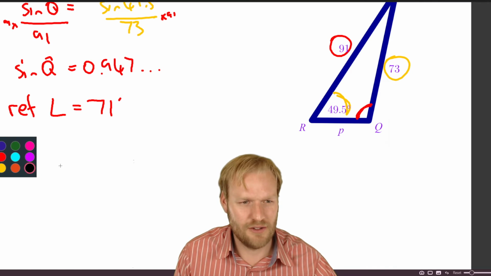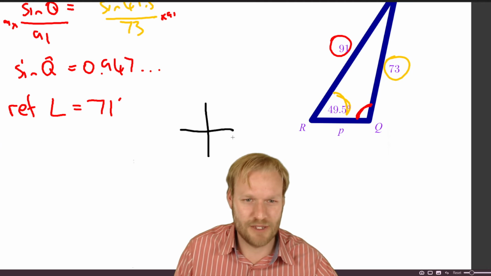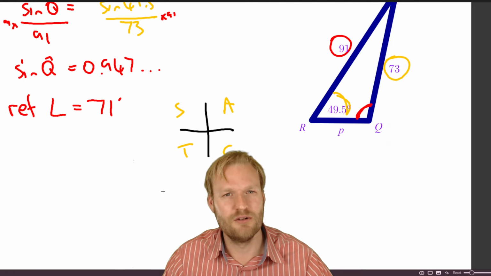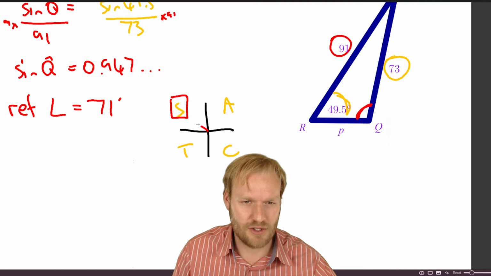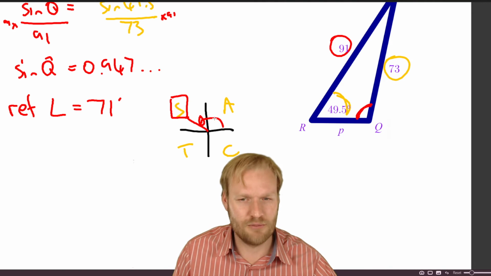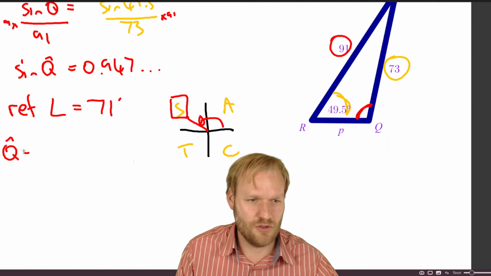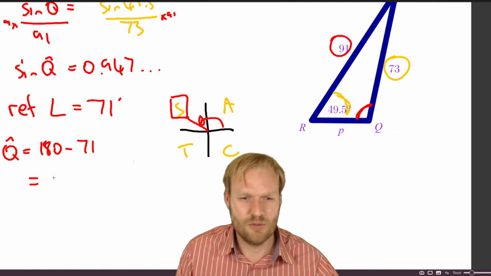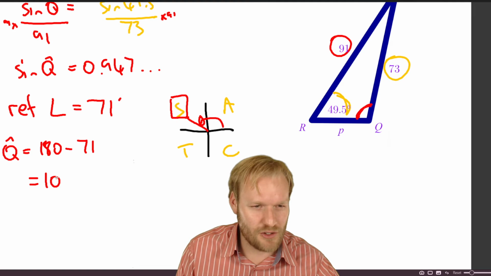Okay, now think back to this beloved CAST diagram that we use so much. In which other quadrant is sine positive? Well, it could be in the second quadrant, right? We could be over here. So we could have an obtuse angle. So couldn't Q also be 180 minus 71? What is 180 minus 71? Well, I think it's 109.